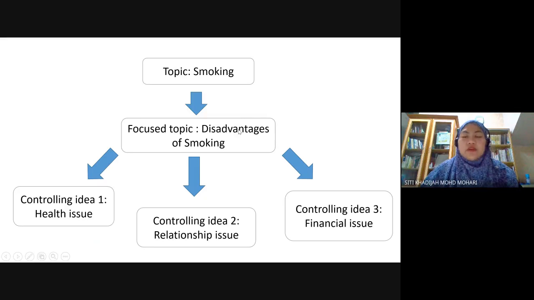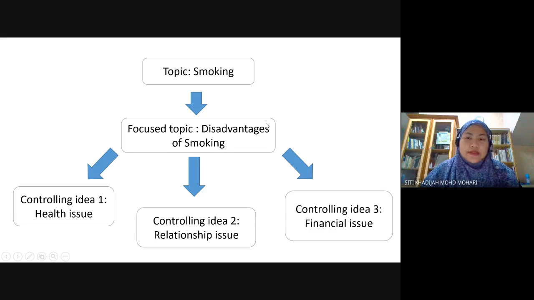It's also possible for you to talk about the types of smoking. Perhaps we have many types of smoking. So controlling idea 1, one type of smoking. Controlling idea 2, another type. And controlling idea 3 is going to be the third type of smoking. It's also possible for you to talk about the solutions, how to quit smoking.